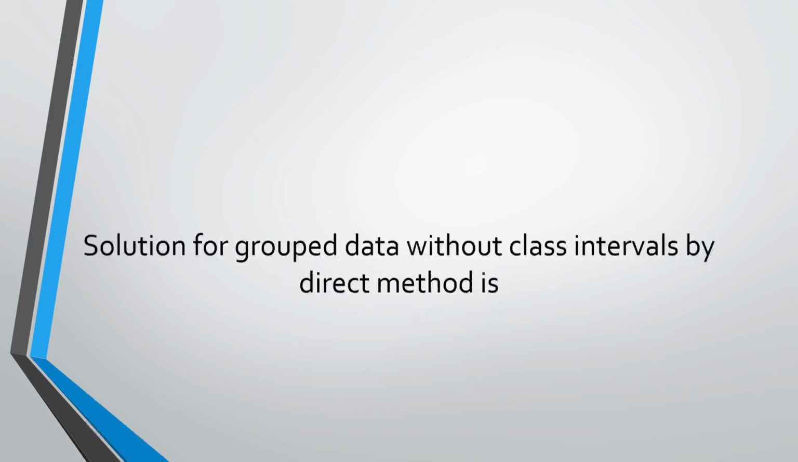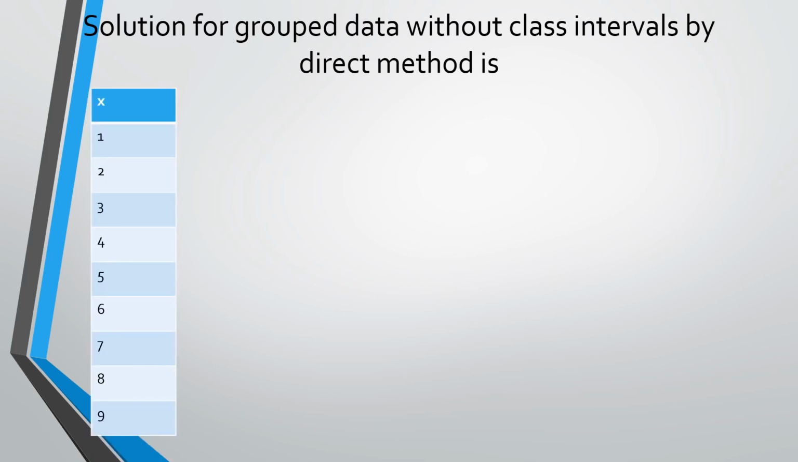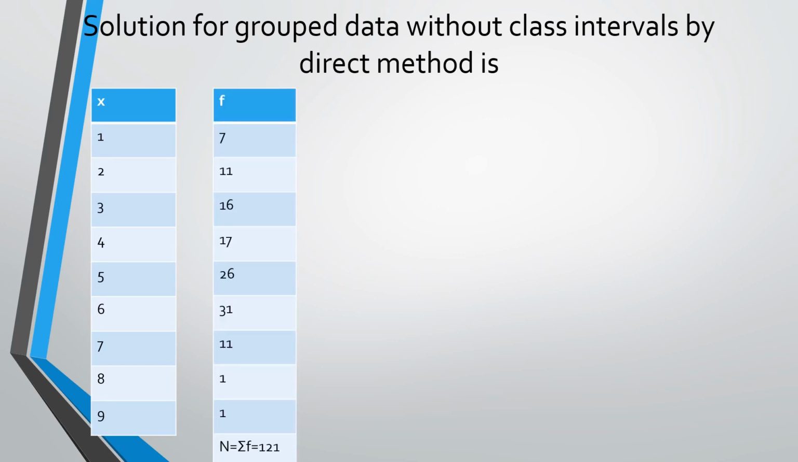So here I am presenting you a solution for ungrouped data without the class intervals by the direct method. Here they have given the values of x. You need to consider those values of x, then consider the values of f, and then you need to find n. So n is nothing but the summation of f, that is the sum of the frequencies. Upon adding up all these f values, we get the summation as 121.